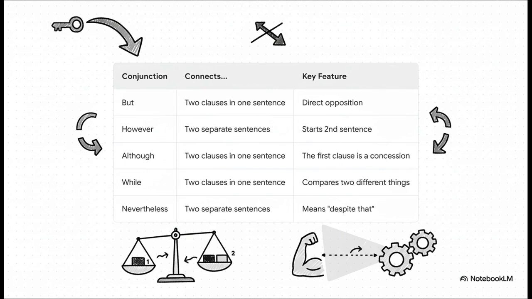But is for inside one sentence. However is for between two. Although gives you that unexpected twist. While is for comparing. And nevertheless shows that real grit, that despite that feeling. The whole key is just picking the tool that perfectly matches the relationship between your ideas.